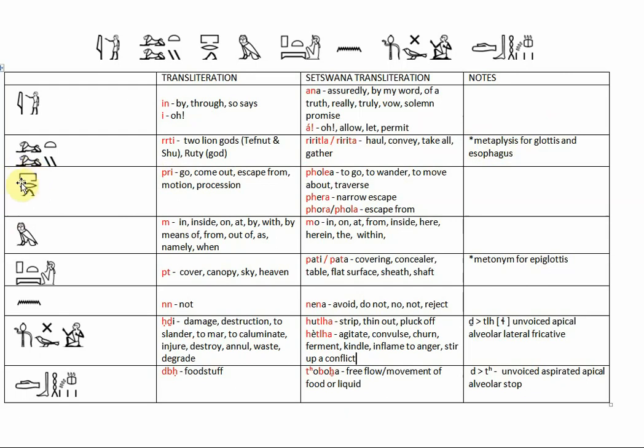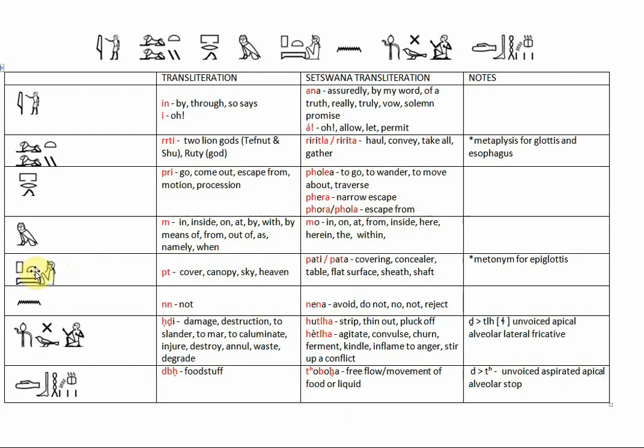Next set of glyphs: peri, the enclosure, what is called a mouth, another subject, and what is called legs. Peri: go, come out, escape from, motion, procession. We've already explained this. In Setswana, we use the word polia, meaning to go, wander, move about or traverse, although we have other meanings as well. All right. M, we've already touched on this, and we're not going to touch on it again.